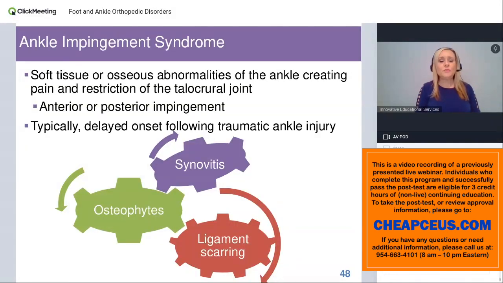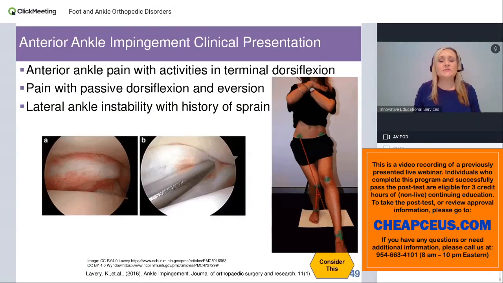Ankle impingement syndrome is another condition that we might see develop in individuals. It's a little more of an umbrella term that encompasses, just like impingement of the shoulders, something is catching and getting stuck there. It's usually seen about 9 to 12 months after a traumatic ankle injury, often after an ankle sprain. Specifically, anterior ankle impingement is seen in some individuals following that lateral ankle sprain.